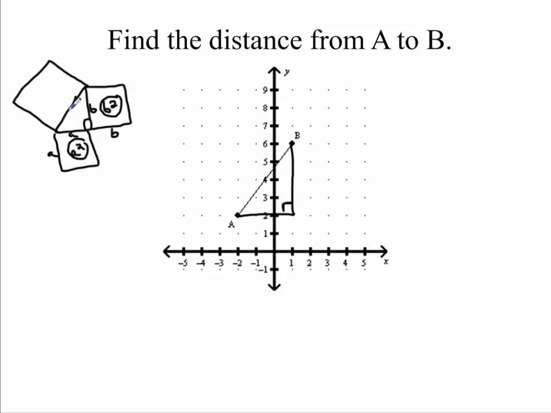And if I let this length be represented by C and I made a square off of it, this length is also C, and the area would be C squared. And Pythagorean theorem says that if you add the squares of each leg, so A squared plus B squared, which are the areas of the legs, those two should equal the area of the hypotenuse. So this hypotenuse squared. So that's the relationship that Pythagorean theorem lets us know.